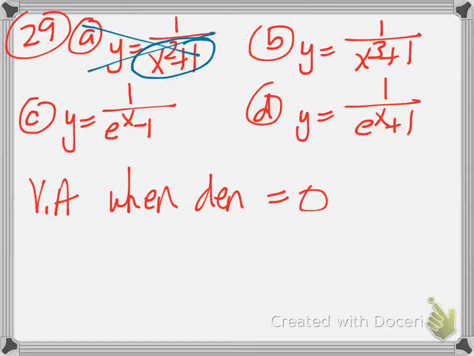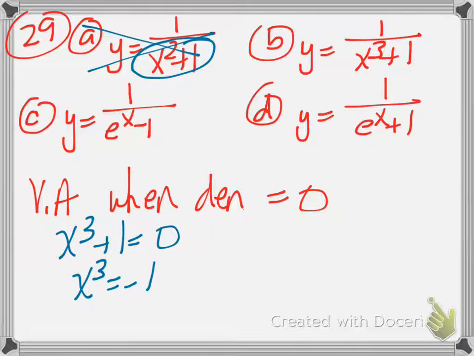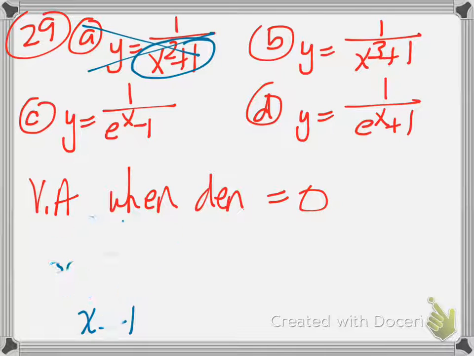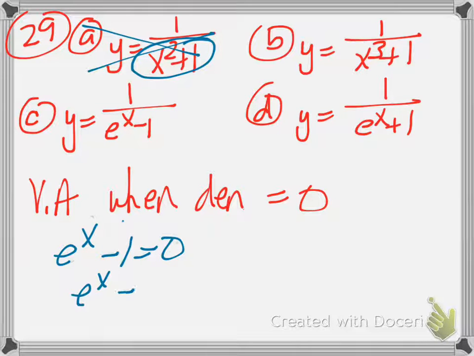Okay, let's look at B. When is x cubed plus 1 equal to 0? When is x cubed equal to negative 1? Take the cube root of both sides, and x equals negative 1. Okay, so that's still in the running. We're going to keep B in the running. Let's look at C. When is e to the x minus 1 equal to 0? When is e to the x equal to 1? Well, if x equals 0, you'll get e to the 0, and that is equal to 1. So C is still in the running.